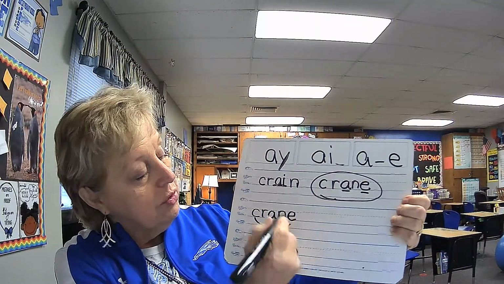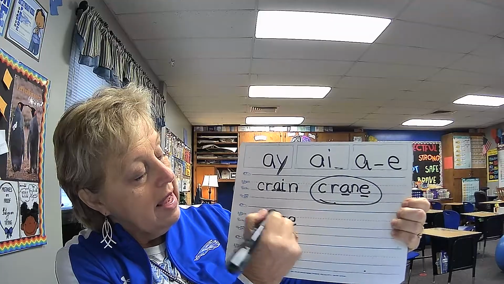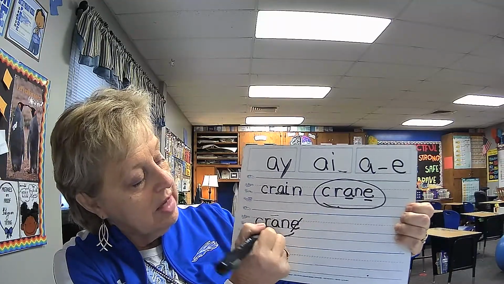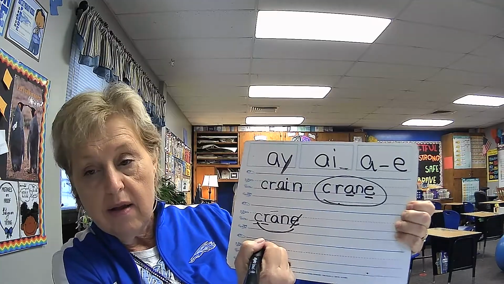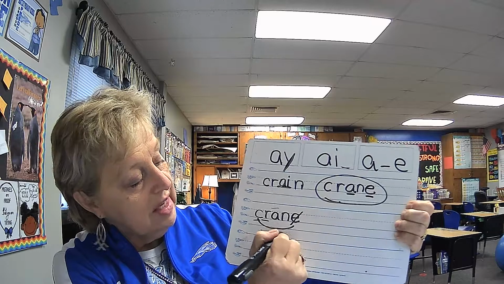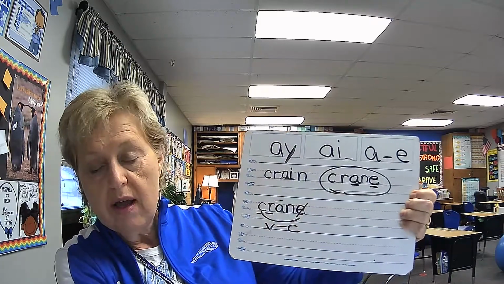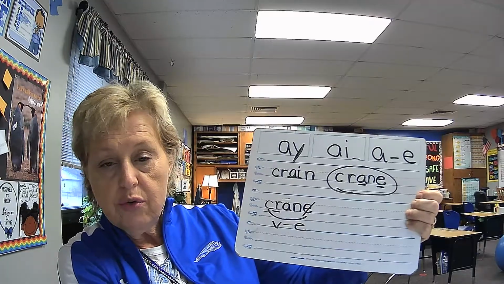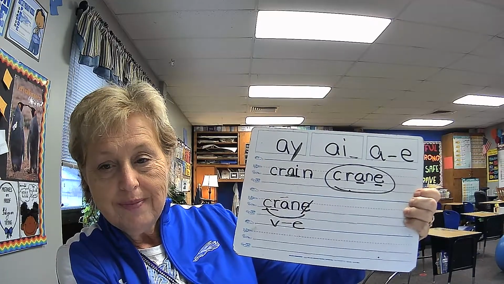Okay, scoop it. And we're going to mark the long A, cross out the E, underline the blend, and this is a vowel consonant E word. A vowel consonant E word. Show your teacher your work. And new slide.